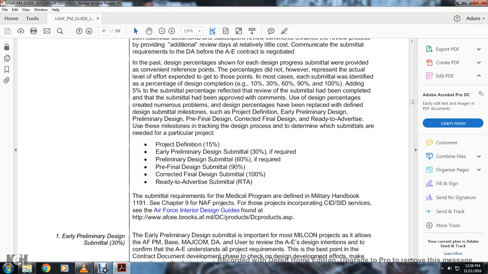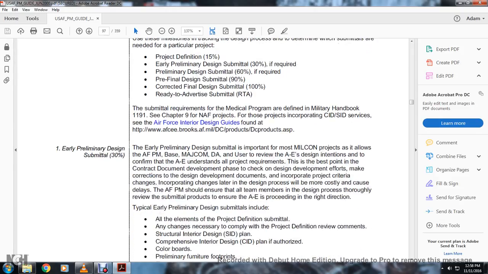The submittal requirements of the medical program are defined in Military Handbook 1191, and 50 chapter 9 for the non-appropriated fund projects, in the comprehensive interior design and structural interior design services of the Air Force interior design guides.